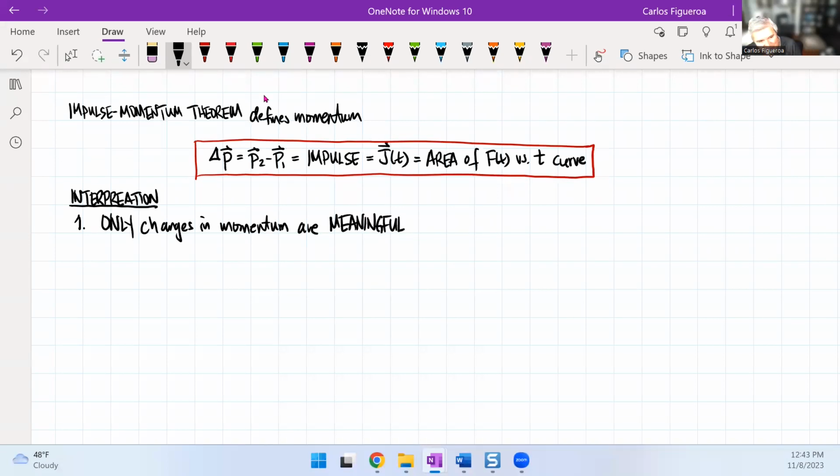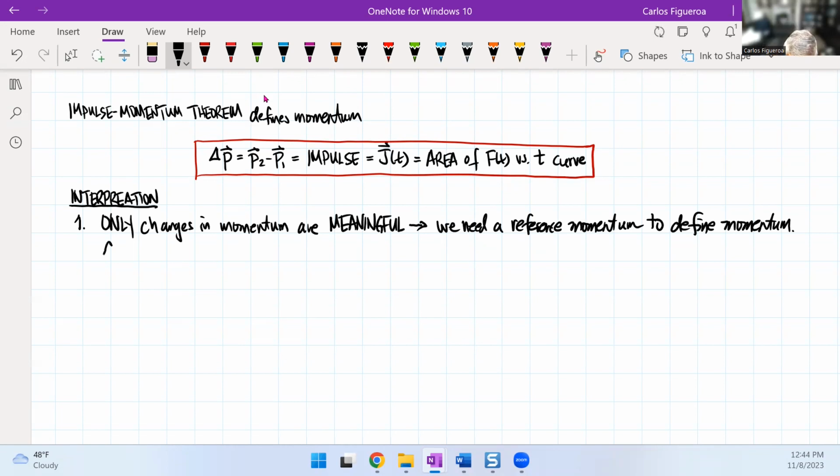And it seems kind of strange. I keep saying this here. In other words, we need a reference momentum to define momentum. And that argument that I just said here sure does seem circular.